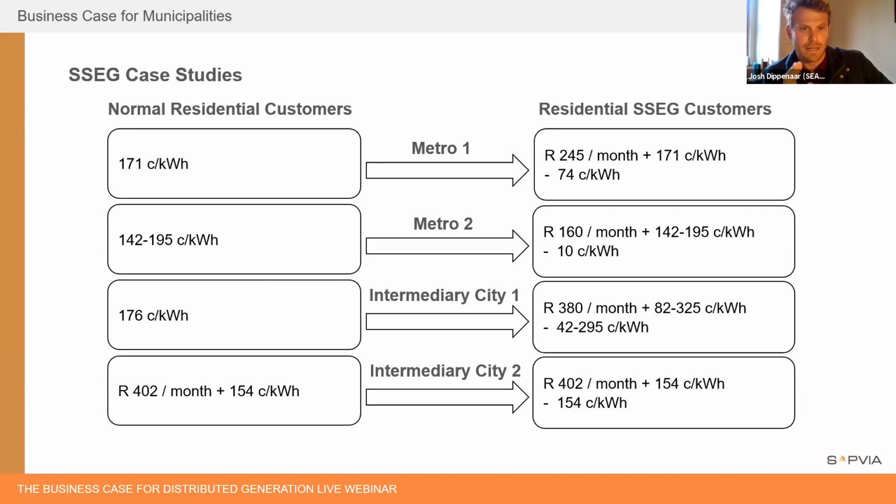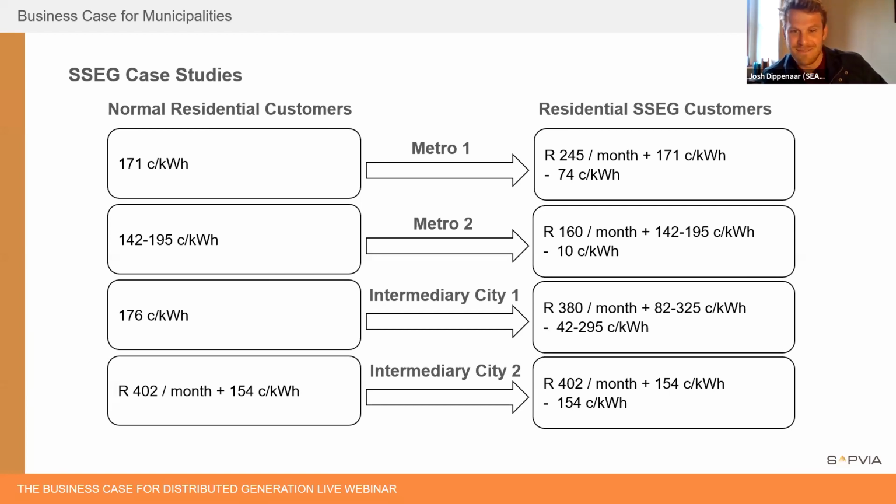Metro 2 has an inclining block tariff of 142 to 195, and then also moves across onto the SSEG tariff, which has a fixed charge, the same energy charge, and then an export credit of 10 cents. Intermediary city 1 has the same energy charge, 176, and also a high fixed charge of 380 rand. They have a time of use tariff and a time of use export credit. The time of use energy charge is from 82 in the summer low season up to 325 in winter peak, and the export credit is also on a time of use basis.